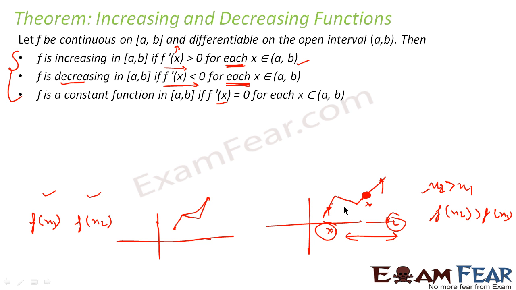I have to tell whether at this point the function is increasing or decreasing. With this formula you don't have to do anything else. You just have to differentiate the function and find f dash x. If you have this function, you have to find f dash x. Now there are two options. If it is greater than 0, it is increasing. If it is less than 0, it is decreasing.